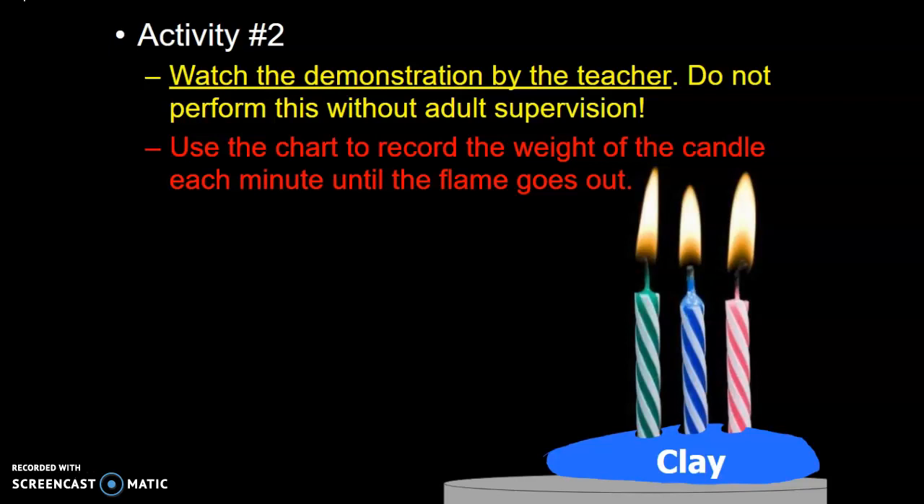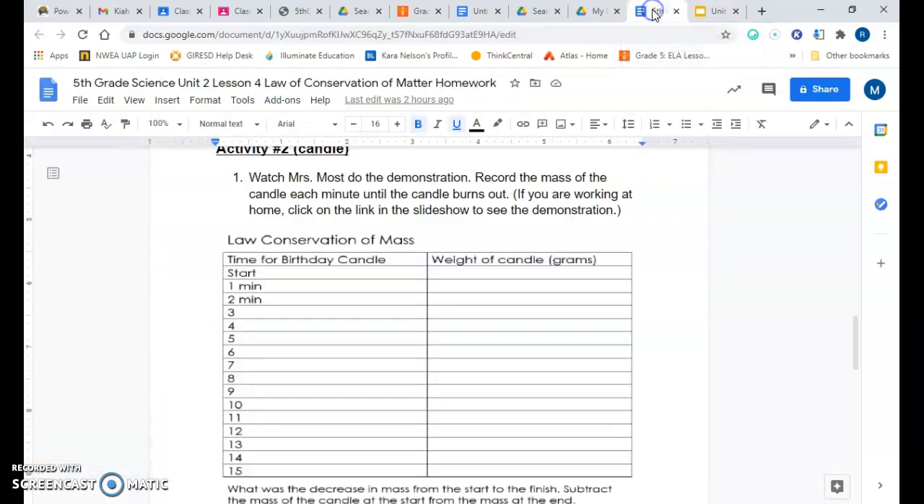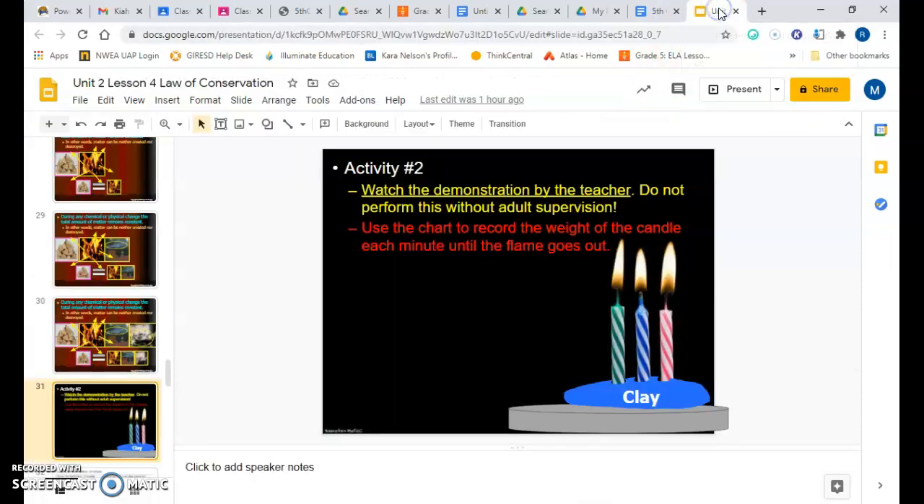We are going to use the chart to record the weight of the candle for each minute until our flame goes out. You'll want to be recording that on your worksheet that was included in Google Classroom, so it looks like this. We're going to put the starting weight right here, and then we're going to put how much after 1 minute, how much after 2 minutes, after 3 minutes. And I'm guessing it probably won't take all 15 minutes. It is a birthday candle, but we'll go as far as what we need to until that candle looks like it's done.